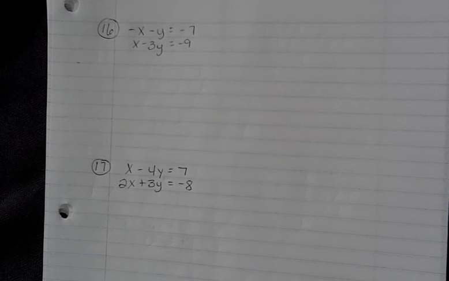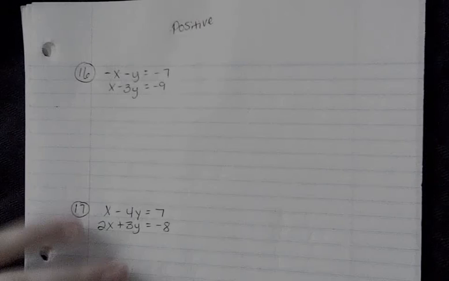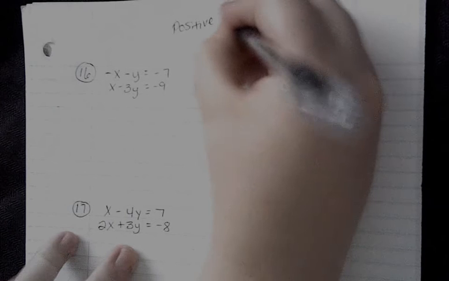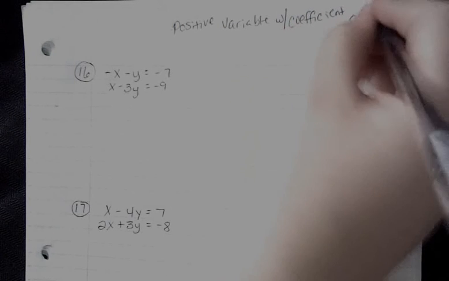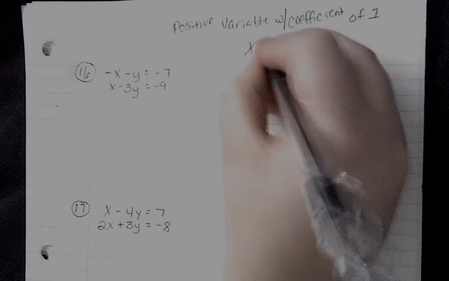So what I have to do is find the positive variable with a coefficient, meaning the number in front of the variable, of 1. So I have to have either an x by itself or a y by itself.